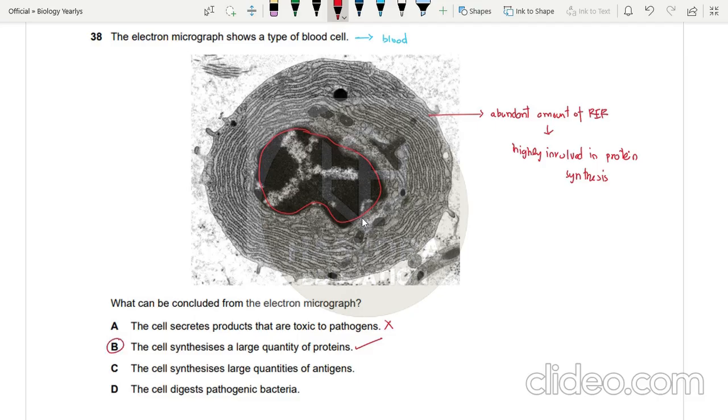Let's have a look at C and D. The cell synthesizes a large quantity of antigens. Now this can't be correct. Why? Because we know that it is a type of blood cell, and it will actually secrete a large amount of antibodies. So, the cell digests pathogenic bacteria. This cannot be, actually, very obvious. In case it contained lysosomes that were visible in the diagram, then we could say that it digests the pathogenic bacteria through forming the phagolysosome, or you can say the phagocytic vesicle. So this will also be incorrect. So B will be our answer.